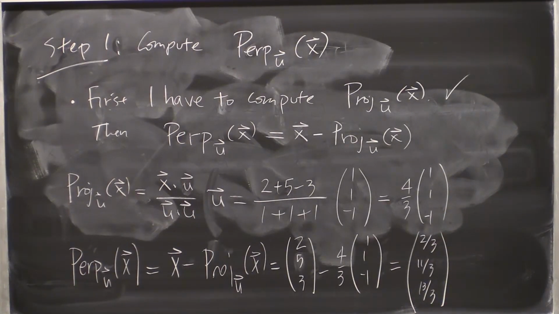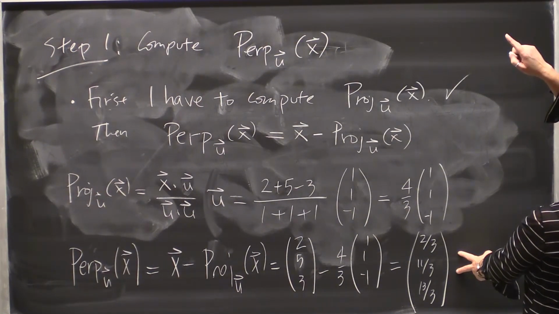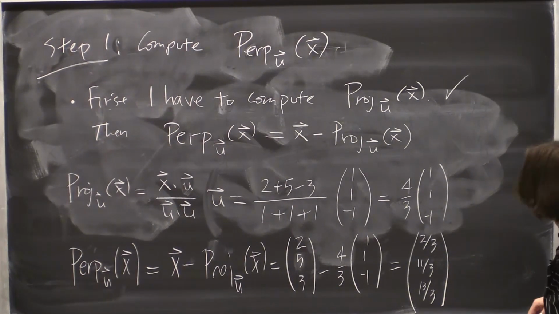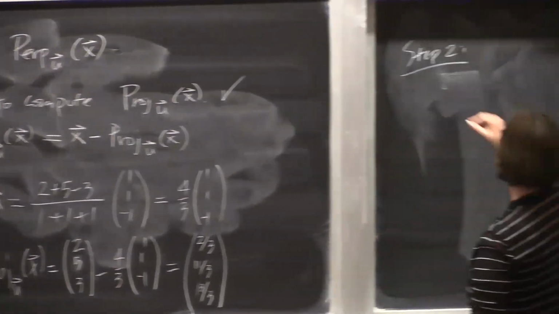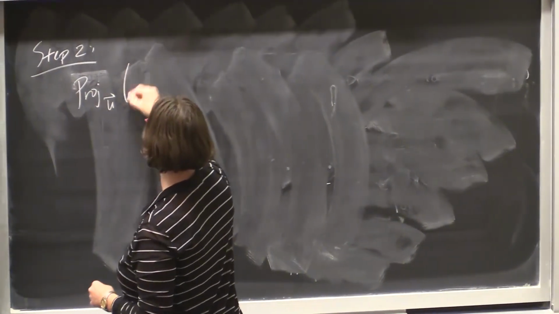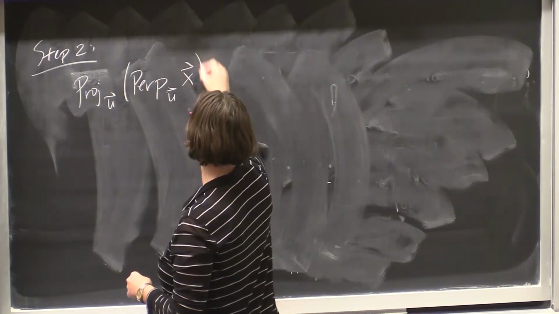OK, now at this point I can check that I didn't make an arithmetic mistake by checking that this thing is actually perpendicular, orthogonal to (1, 1, minus 1). These add up to that. So far I don't appear to have made a mistake. Now I'm at step 2. We were asked to compute the projection onto u of the projection of x perpendicular to u.